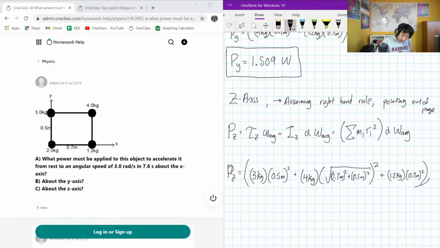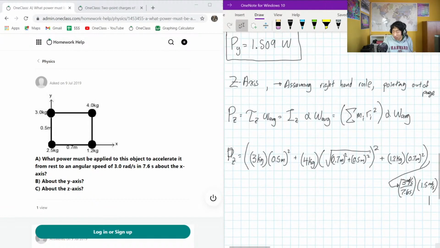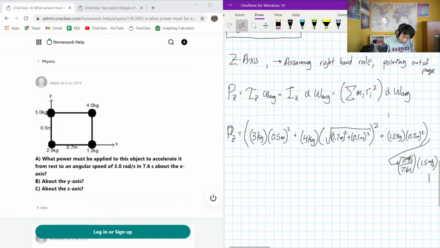And this whole thing is multiplied by the angular acceleration, which is still going to be 3 radians per second over 7.6 seconds, multiplied by 1.5 radians per second. I believe, yep, exactly. Okay, so power about the z-axis to cause this rotation.